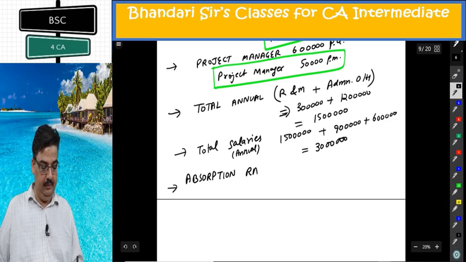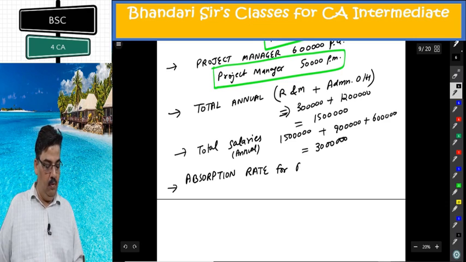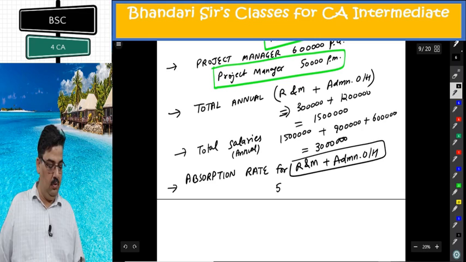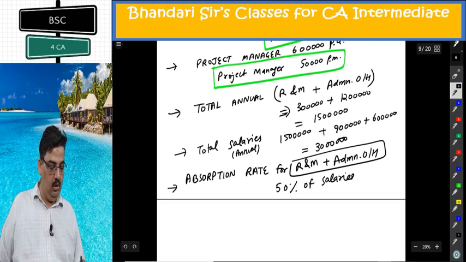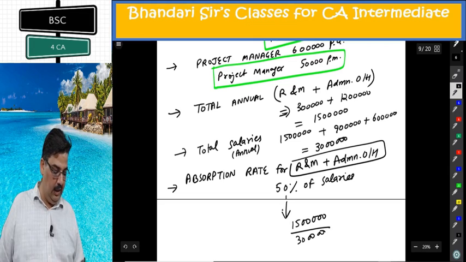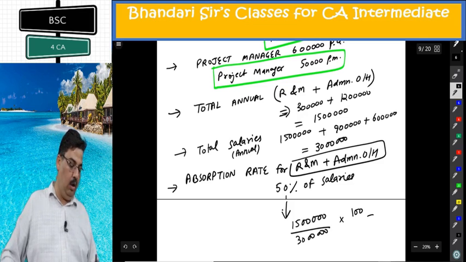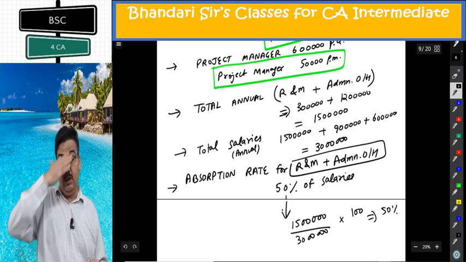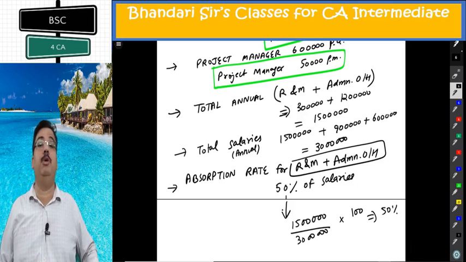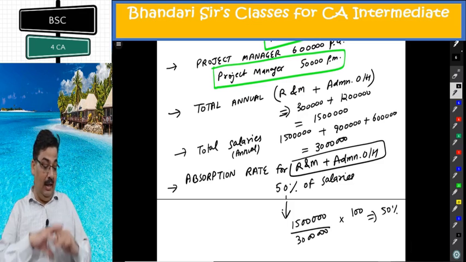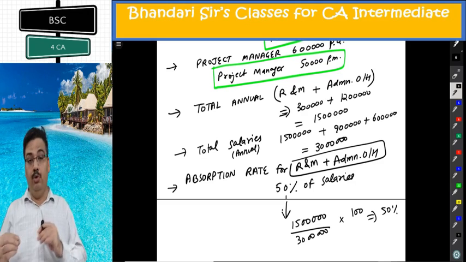Absorption rate for repair and maintenance plus administration overhead. 50% of salaries. How did I get this 50%? 15 lakh on 30 lakh. 30 lakh salary, overhead is 15 lakh. So what percentage it is? 50%. So if there is 100 rupees of salary paid, 50 rupees of overheads will be there. That is the data I am getting from full year report.